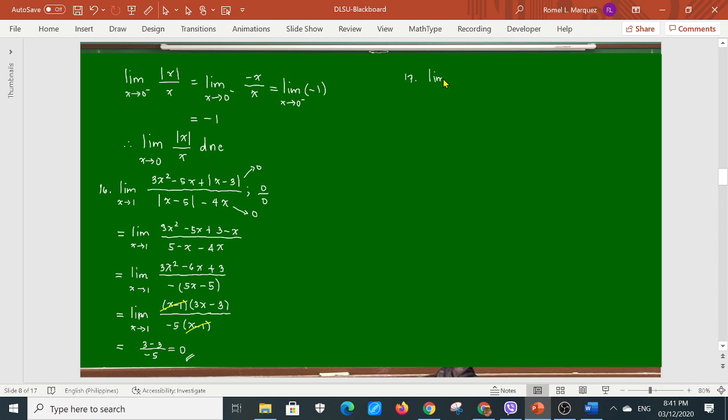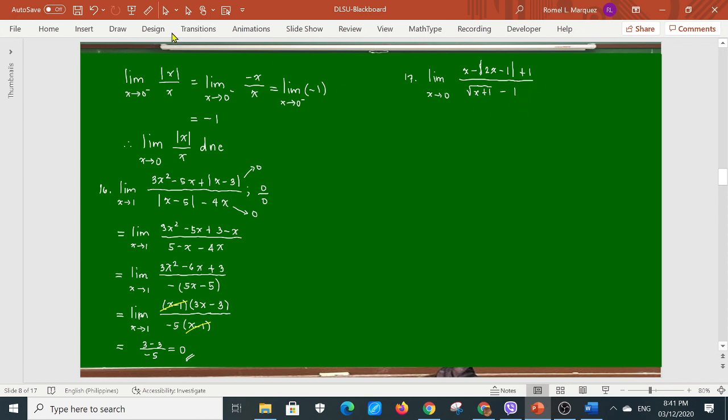Limit as x approaches 0 of, let's see, x minus the absolute value of 2x minus 1, the absolute value of 2x minus 1, then plus 1, all over the square root of x plus 1 minus 1. So, 0 plus 1, 1 minus 1.